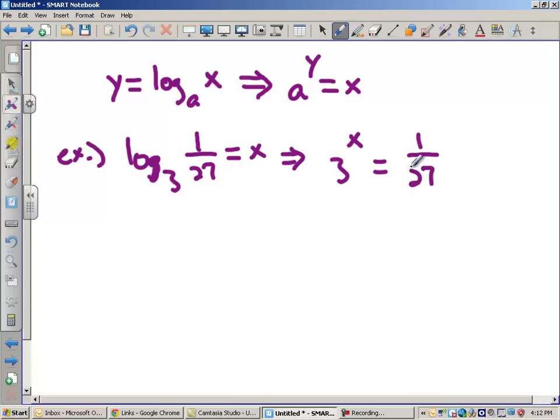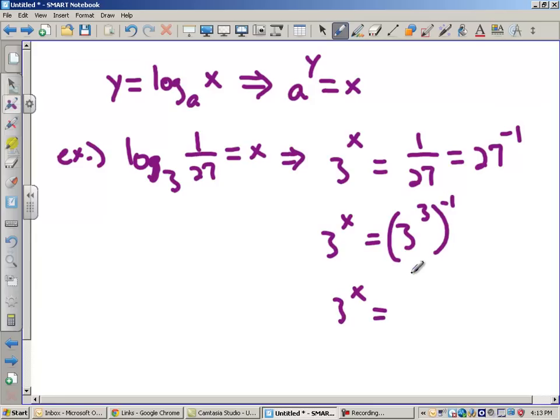Now one way to do this is to see if we can figure out what 1/27th is as a power of 3. That's the same thing as 27 to the negative 1, and 27 can be written as 3 to the third power. So it's 3 to the third power to the negative 1, and when you have a power to a power, you multiply those exponents. So that's 3 to the negative third power. Now that I have the same base, I know that x equals negative 3. That should be review for you, but it doesn't hurt to go over that.